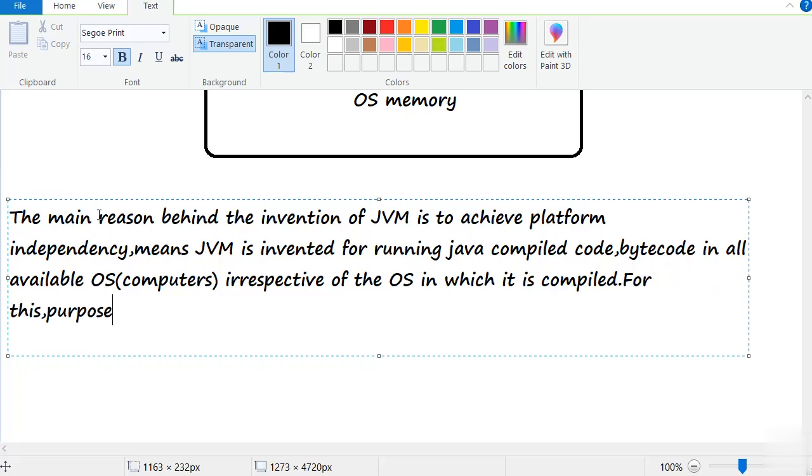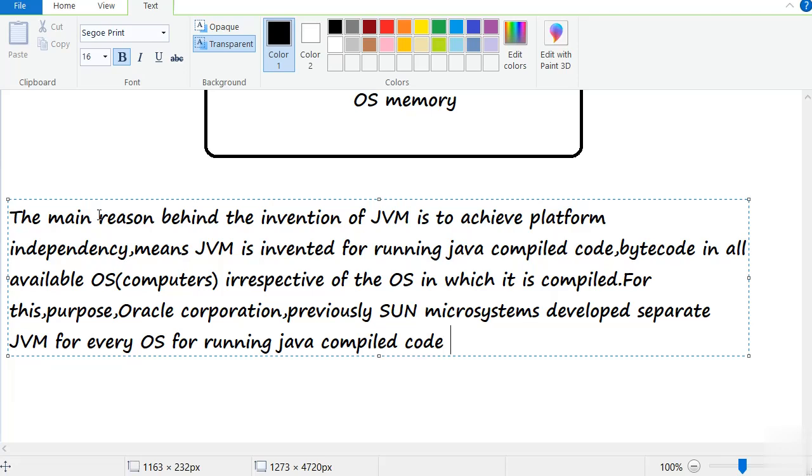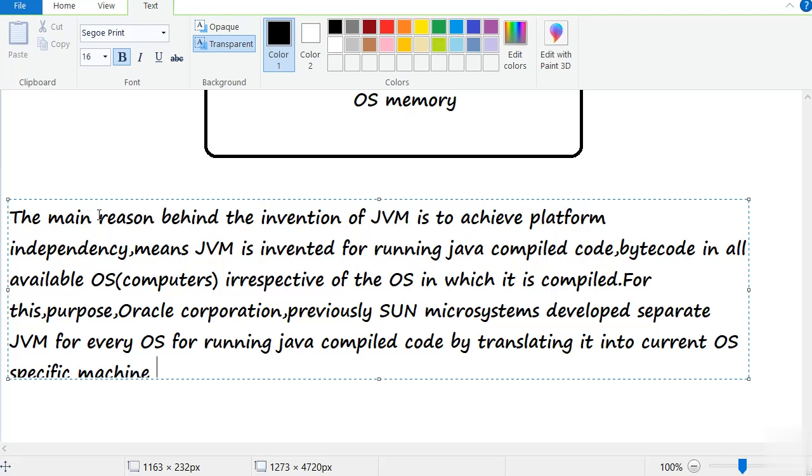For this purpose, Oracle Corporation, previously Sun Microsystems, developed separate JVM for every operating system for running Java compiled code by translating it into the current operating system specific machine language.